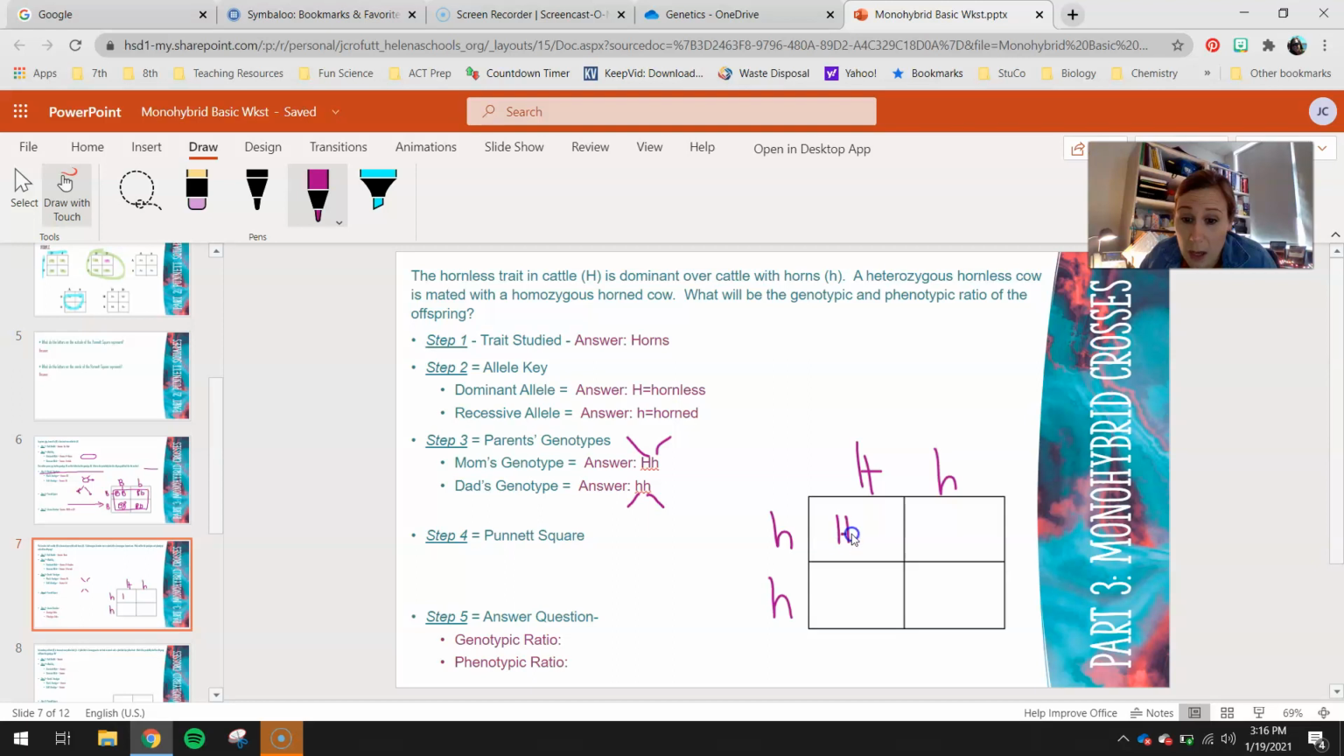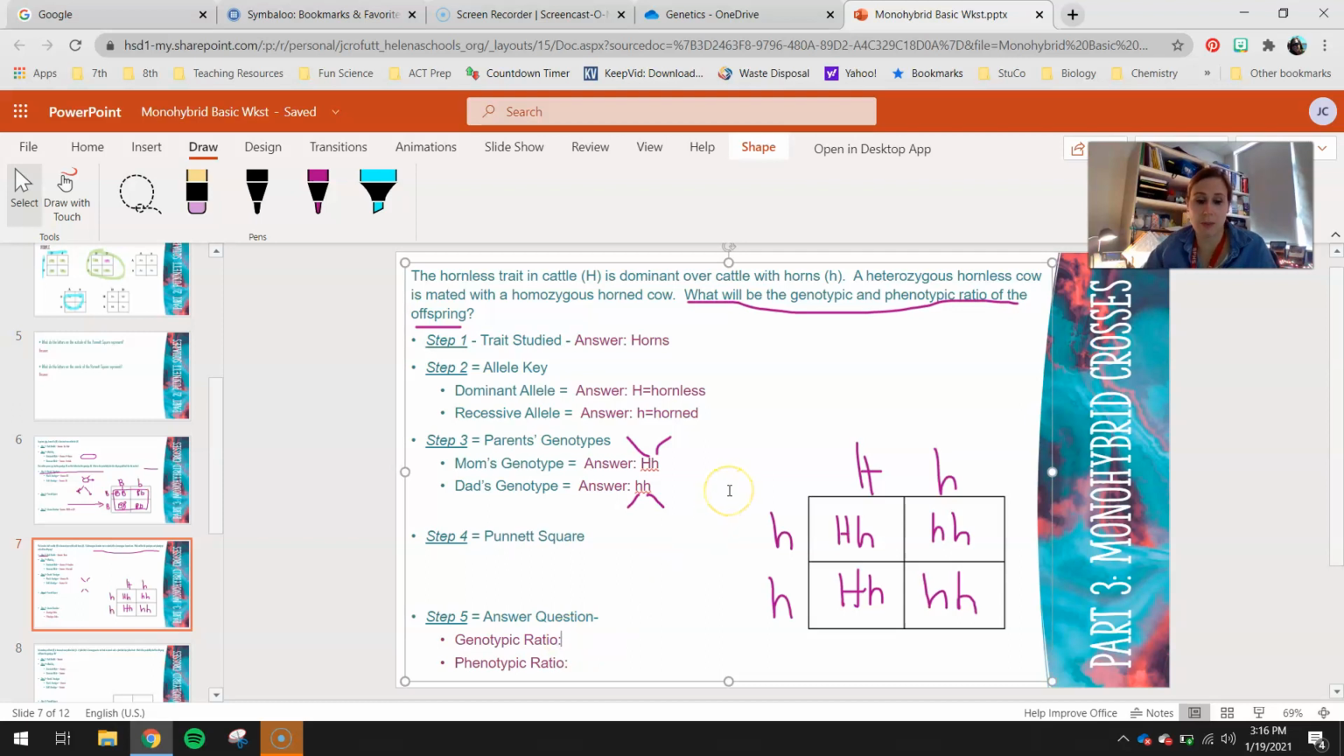Go ahead and fill out the genotypes of the offspring, and then you guys can go ahead and interpret your questions. So really, it's just important that you take this one step at a time. What will be the genotypic and phenotypic ratio of the offspring? We do this a little bit differently than we do percents. So let's talk about genotypic ratio.